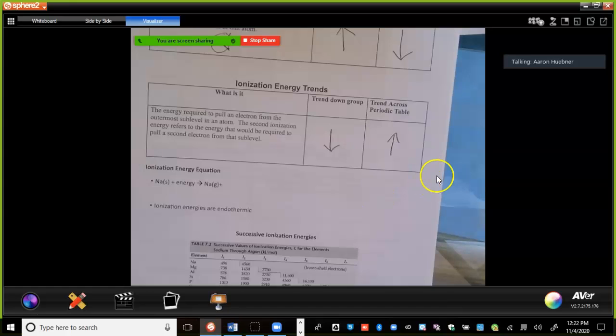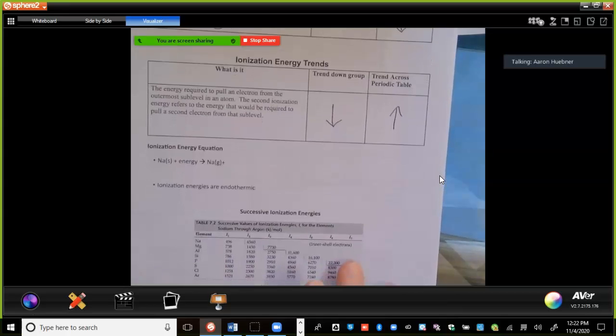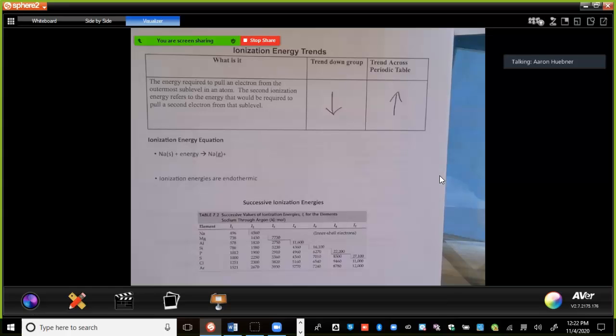It also gets closer to satisfying the octet rule. The closer it is to satisfying the octet rule, the more it's going to resist losing an electron. So that's another reason. All right, moving on: the ionization energy equation.